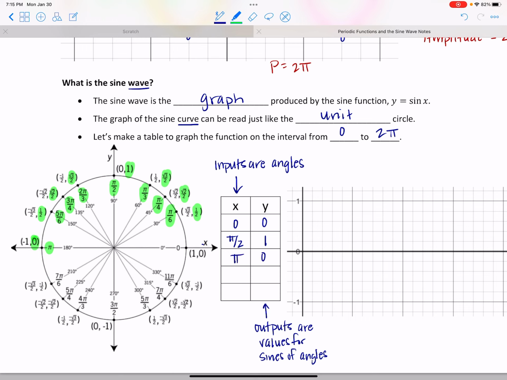And then again, I'm going to skip all the way around to this 3 pi over 2. 3 pi over 2, 270 degrees, we can see that the sine value is going to be negative 1. And then I'm going to skip all the way around to, let me get rid of all this mess I made. Okay, so we said 0, 0, pi over 2, 1, at pi, 0, 3 pi over 2, negative 1. And then if I go back full circle to 2 pi, that's the same thing as 0.